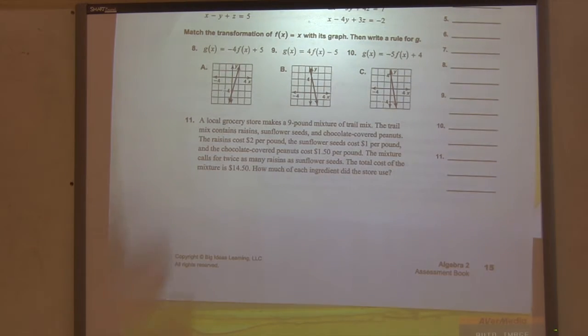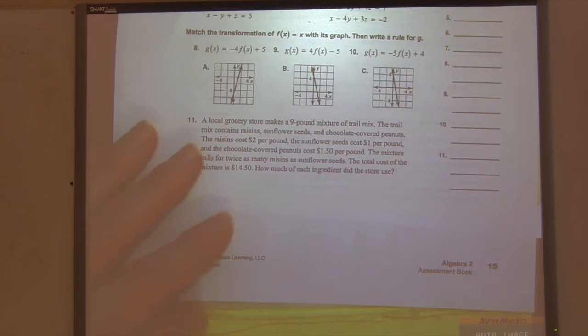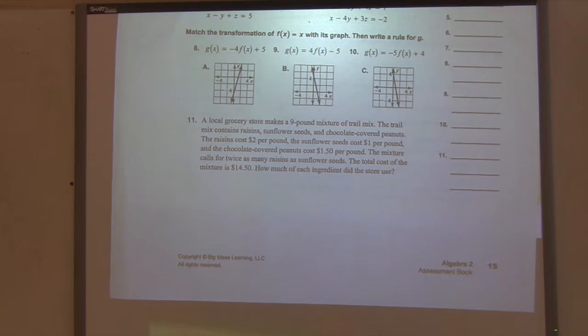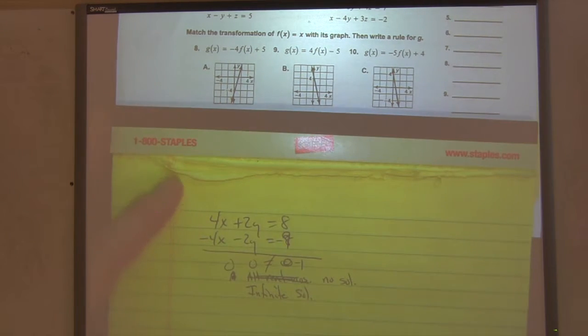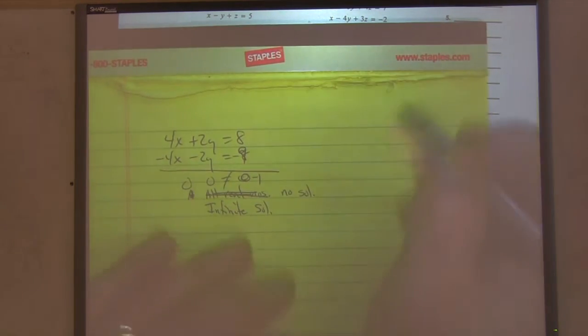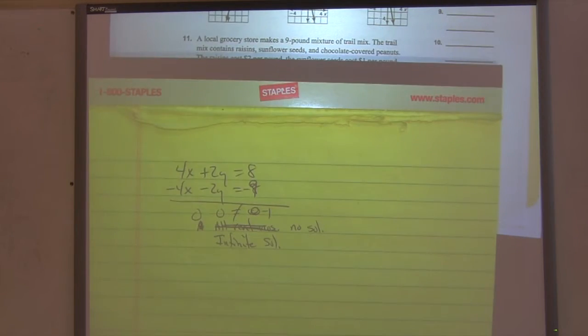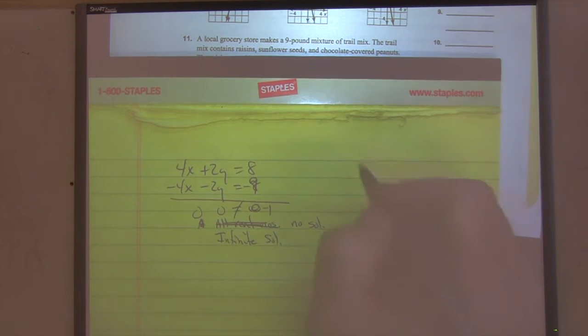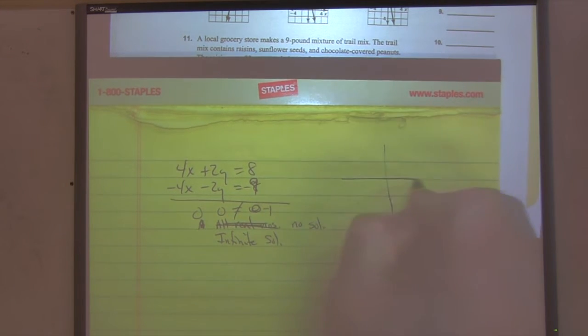what it asks you to do on 8, 9, and 10 is match the transformation of f of x equals x with its graph, and then write a rule for g, which is the new function. So, if we look at this, first of all, let's examine the parent function. Remember, these are all linear. If you look at them, it's f of x equals x. That's the linear function and the parent function of that. And so if we were to look at that graph, remember, that would look like this.